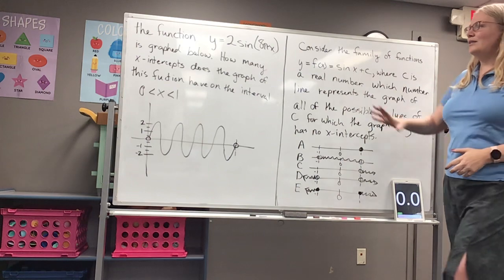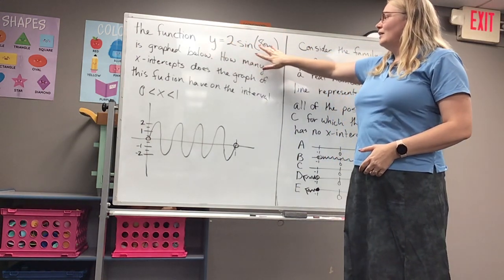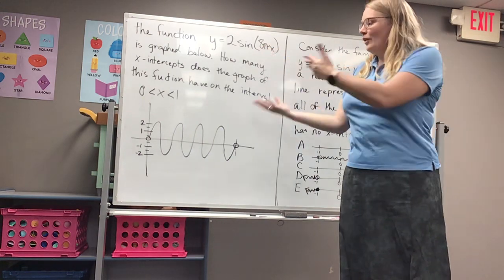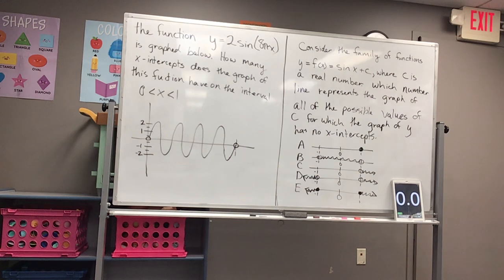So this one has this big setup of the function of y equals 2 sine 8 pi x, and it's graphed below. How many x-intercepts does the graph of this function have on the interval from 0 to 1? Does knowing anything about sine functions matter at all? No. What do you have to do? Just count them. Just count them.